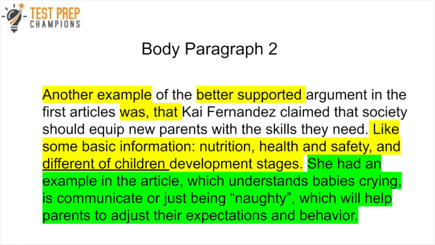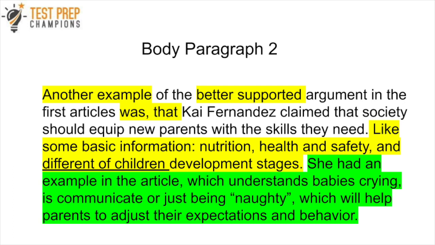And then you go on to say here, need period, like some basic information, nutrition, health, and safety, and different children developmental stages here. So what I would do here is I would combine the first sentence with the second sentence. So I would get rid of that period and make L lowercase and say skills they need, comma, like some basic information. And then I would also change that portion that I've underlined here where you say different of children development stages. I think what you want to say here is something like different child development stages or differences of child development stage. So I'd take another look at that here.